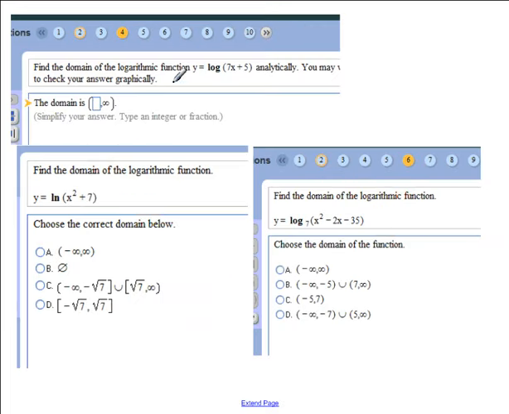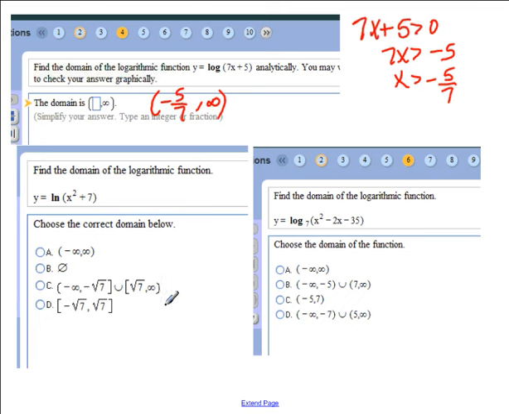Now, the next few problems that I have on this one page are to determine the domain. To determine the domain, remember that the input has to be greater than 0. So the log of 7x plus 5 would have a domain where 7x plus 5 has to be greater than 0. So if we subtract 5, we get 7x is greater than negative 5, and divide by 7 to get negative 5 sevenths. So our domain would be from negative 5 sevenths to infinity. For the domain of natural log of x squared plus 7, we would have to find where x squared plus 7 is greater than 0.